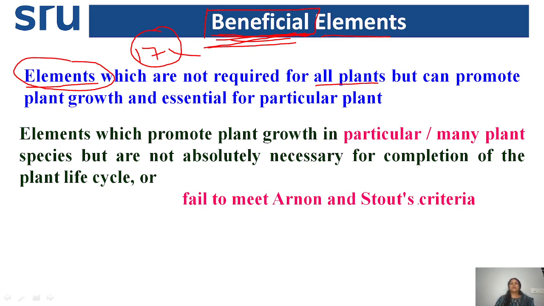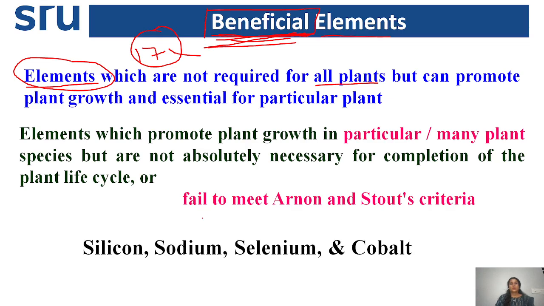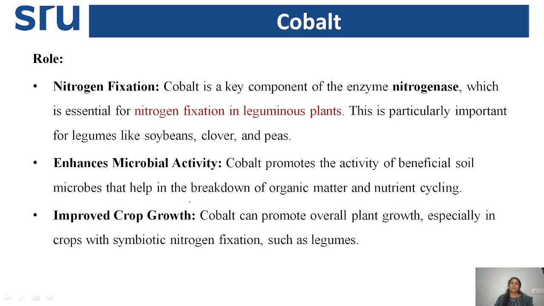It fails to meet the Arnon and Stout criteria. What is the criteria of Arnon and Stout? To complete its life cycle, the nutrient must be highly essential, but these are not. Without beneficial elements also, the plant can complete its life cycle. Examples of beneficial elements are silicon, sodium, selenium and cobalt. All these are beneficial elements.